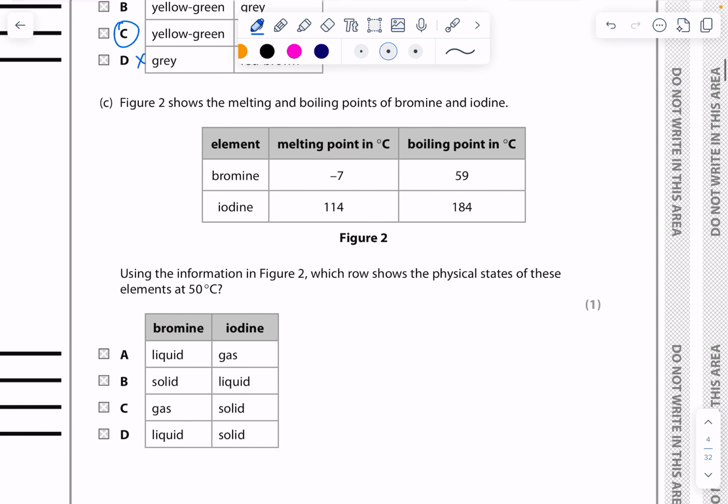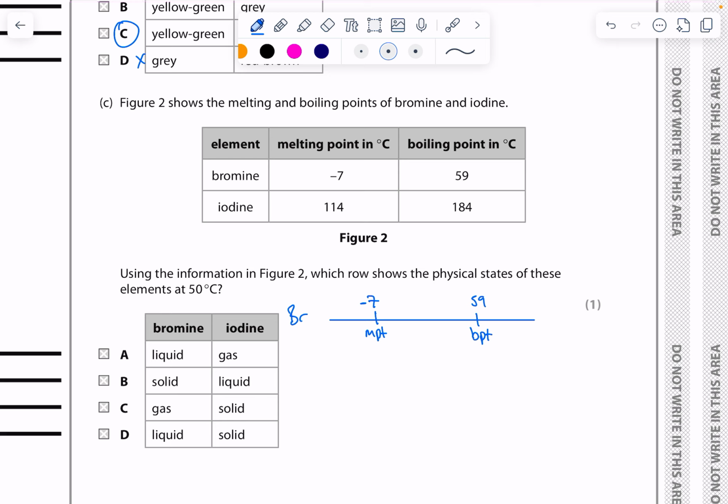Next, we've got some melting and boiling point data for bromine and iodine, and it wants us to use the information to show the physical states of these elements at 50 degrees. If you're struggling with this, the best way to do it is give yourself a number line, and I can put the melting point on here and the boiling point on here. So if we do this for bromine, this is -7, and this is 59.